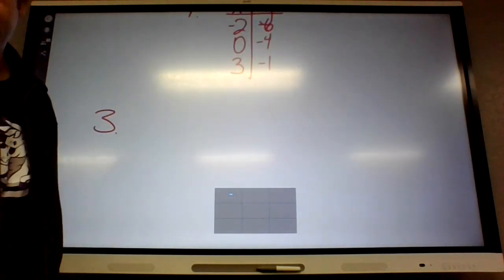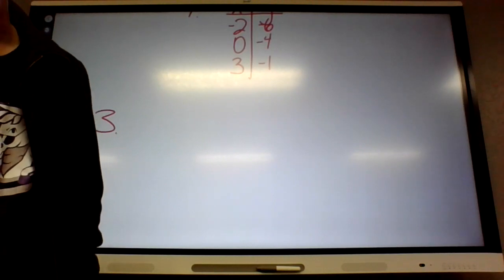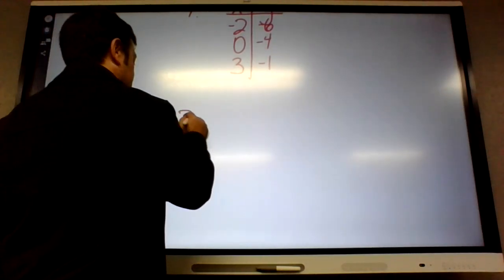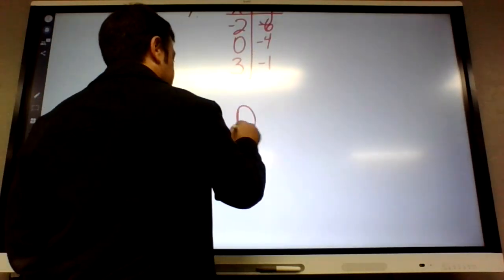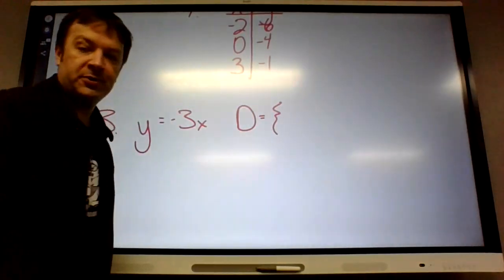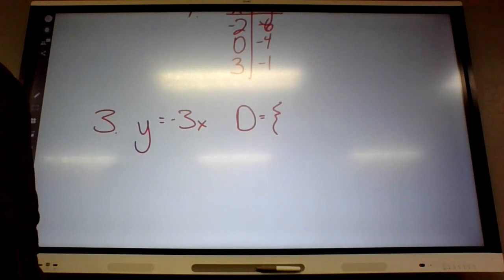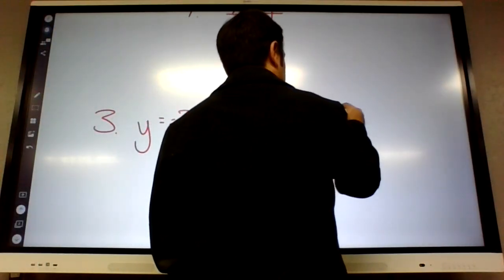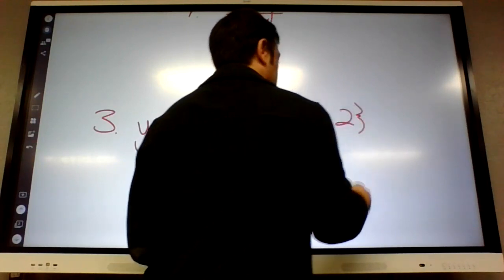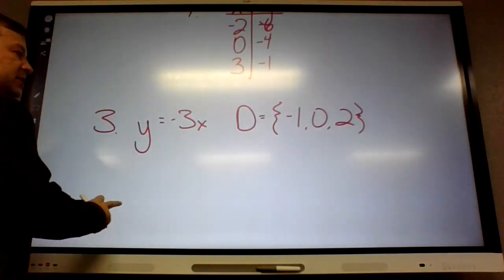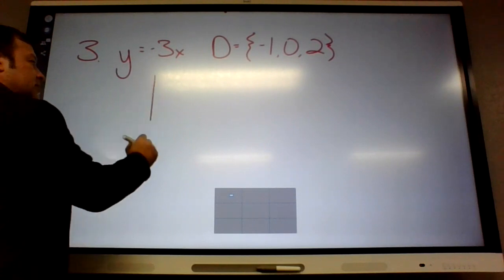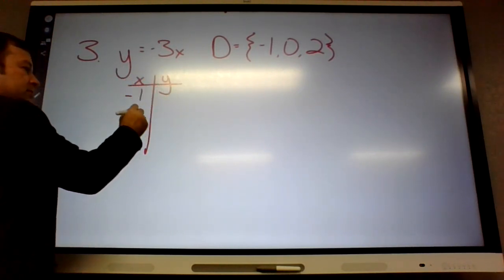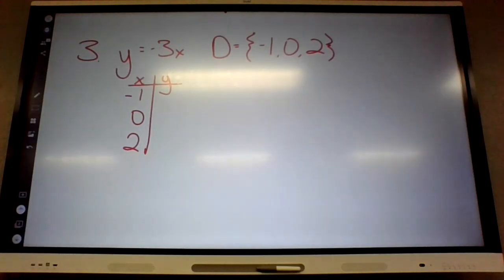Number 3. Okay. Looks kind of the same. It says y equals negative 3x for this, and they give us a domain. This time, though, we're supposed to graph it. So this is what your half sheet of graph paper is for. Negative 1, 0, 2. Okay, so we could use the table, or parentheses, I guess I'll use the table. So the x values they want us to use, negative 1, 0, and 2.